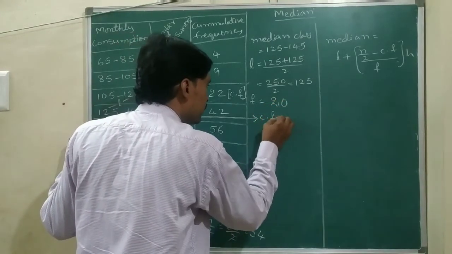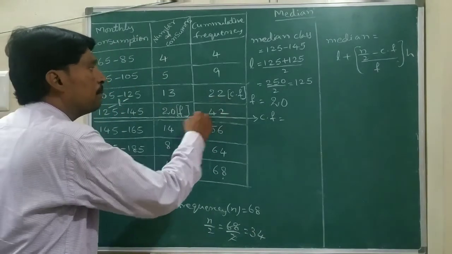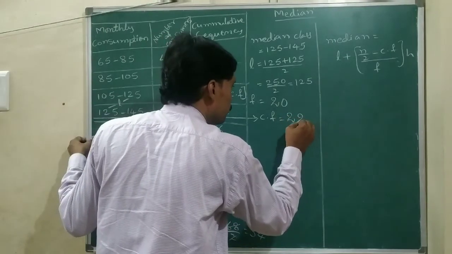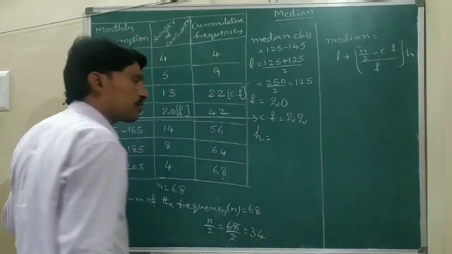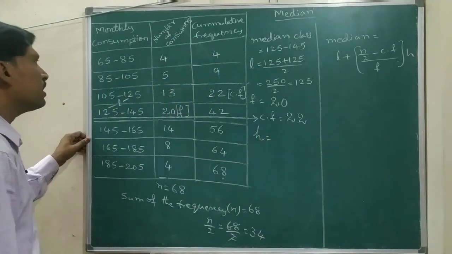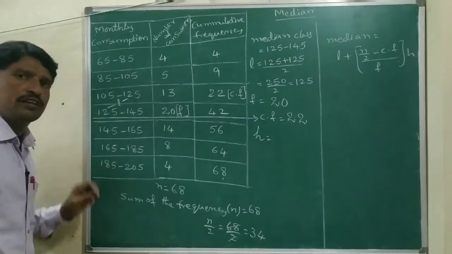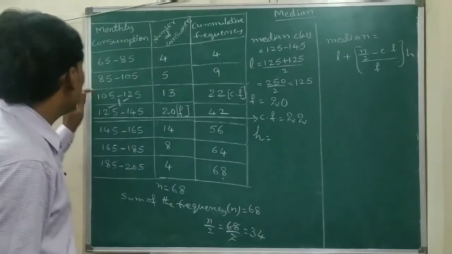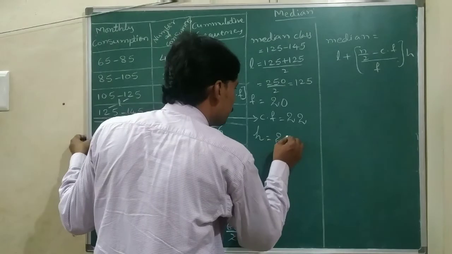Next we need to take Cf. What is Cf? Cumulative frequency of the class preceding the median class, which is 22. Next, height of the class or size of the median class. How do we get it? Take the difference of the lower limits, or the upper limits, of any two successive class intervals. So 85 minus 65. 85 minus 65 is 20.